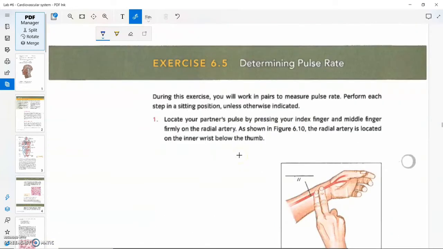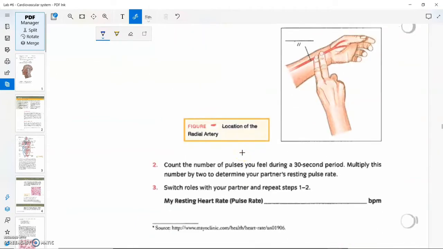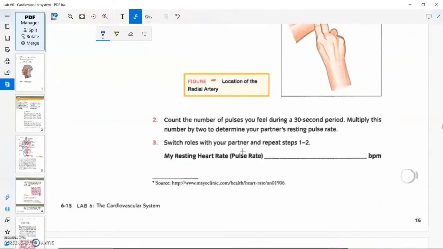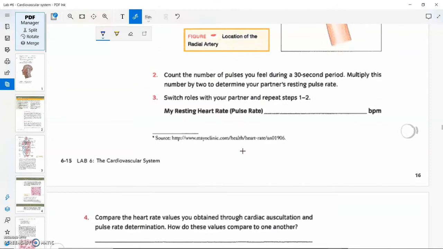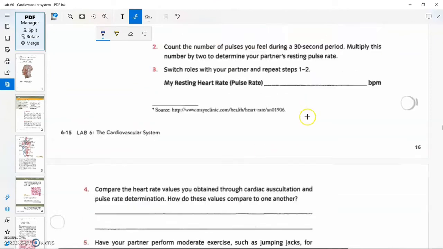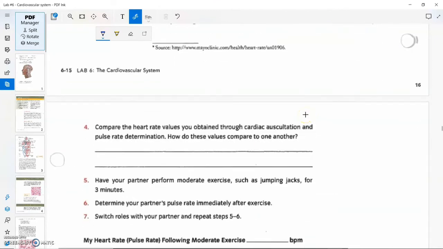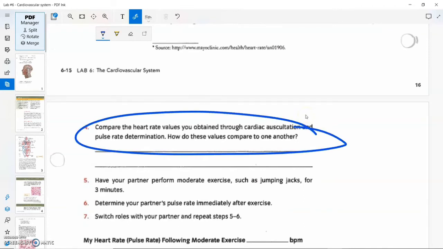So heart rate, try to measure your heart rate when you're exercising and compare it to your resting heart rate. Usually the resting heart rate is about 70. Cardiac auscultation and pulse rate determination: basically when you measure your pulse and when you use a stethoscope to listen to your heart, that's what auscultation is. Those heart rates are essentially the same.